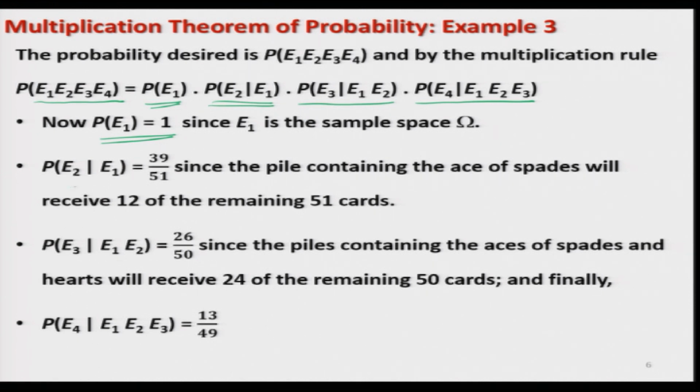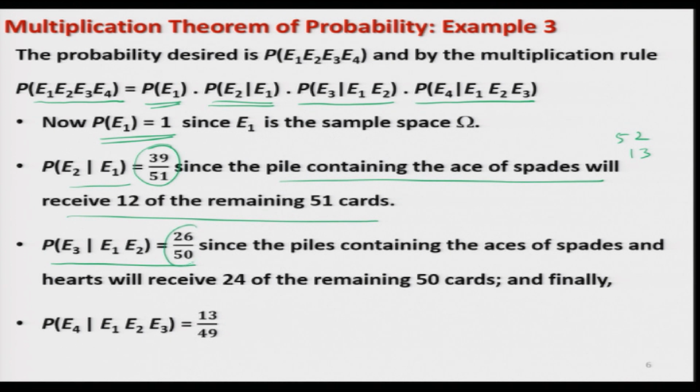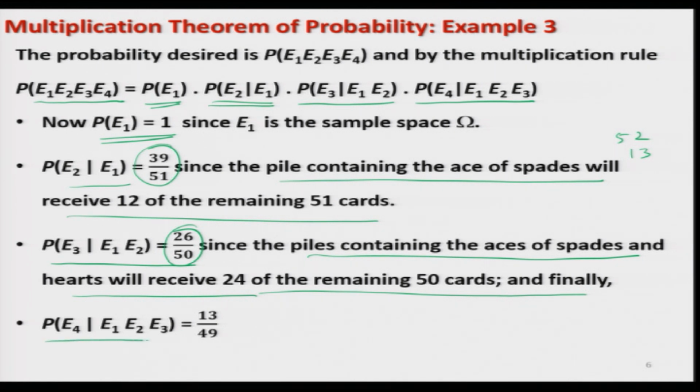Right. Now, the probability of E2 given E1 will be 39 upon 51. Why? Because the pile containing the ace of spades will receive 12 of the remaining 51 cards, because you have a total of 52 cards and each pile has 13 cards. Similarly, the probability of E3 given E1 and E2 will come out to be 26 upon 50, because the piles containing the aces of spades and hearts will receive 24 out of the remaining 50 cards. And finally, the probability of E4 given E1, E2, E3 will come out to be 13 upon 49.